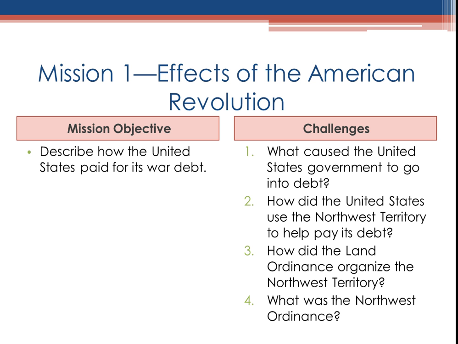Our challenges are: what caused the United States government to go into debt? How did the United States use the Northwest Territory to help pay its debt? How did the Land Ordinance organize the Northwest Territory? And what was the Northwest Ordinance? Make sure you will have those 4 challenges answered by the end of this mission by looking in your notes and by watching the video that is upcoming.